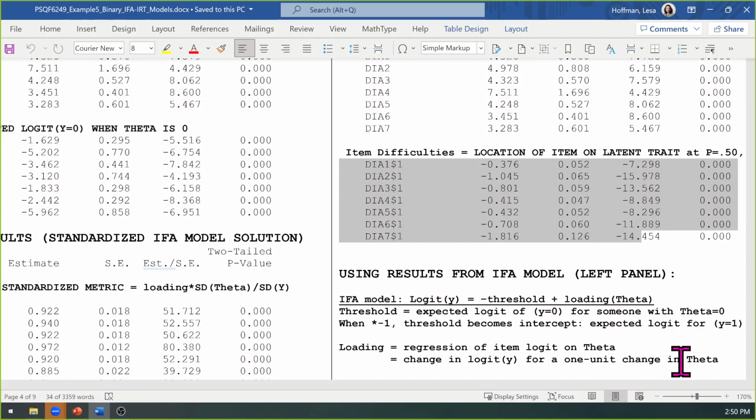So the fact that our difficulties only cover half the range of theta at best is going to translate into reliability that tanks after 0. There's going to be a whole lot of people who say they can do everything.